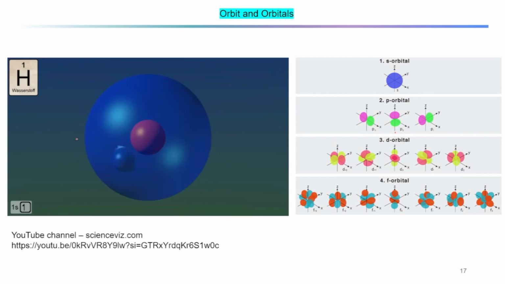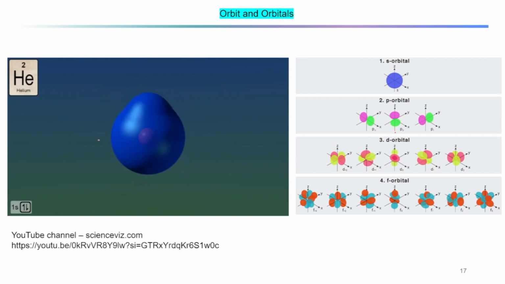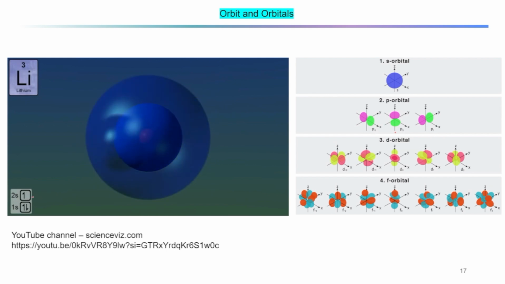Only one electron. Now if we add another electron, we have two protons and two electrons. In the case of helium, both electrons will occupy 1s. That's why we write 1s2 for helium. Now when we add another electron, it cannot take 1s because 1s is already filled, so it will take 2s, and we get lithium, 3 protons and 3 electrons.